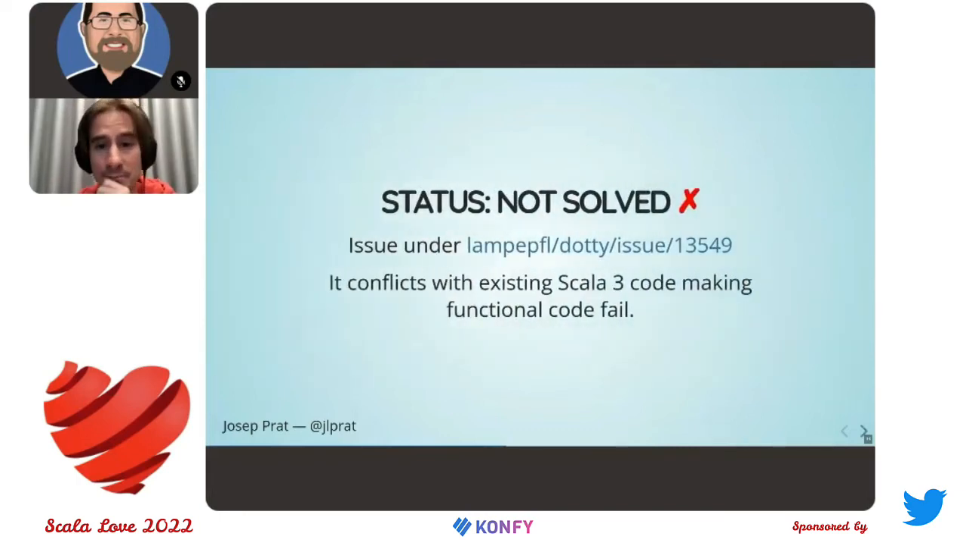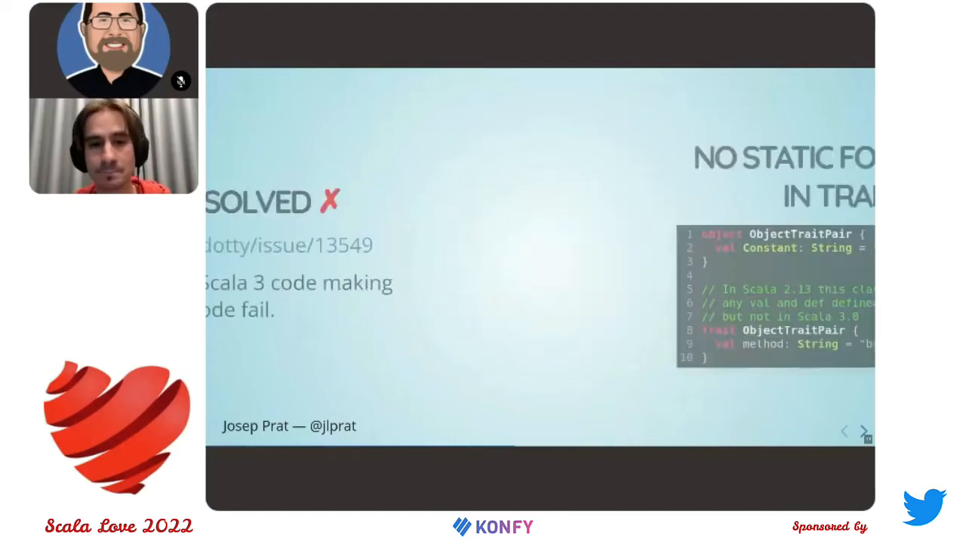So I create an issue. It's that one. You can go there. You can check that. You can see the discussion. Unfortunately, that's not solved, and it won't be solved. It's closed as won't fix. And right now, the explanation of why it won't be fixed is because it conflicts with existing Scala 3 code, making functional code right now fail. You can go to the issue, you can see the discussion. There is even a thread on the other one where you can see that one. Probably there are other workarounds to basically overcome that issue, but the issue itself stays.